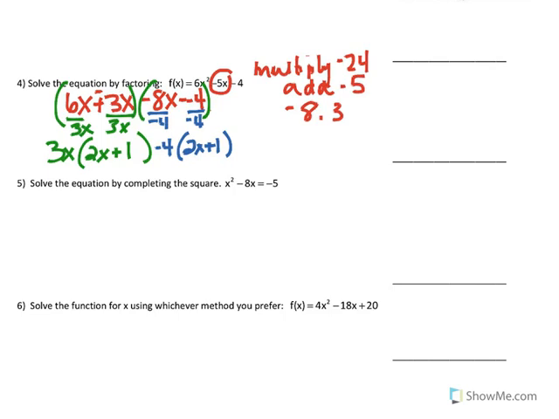So I know that my GCF makes up one of my factors. So my GCF, which was 2x plus 1, is going to make up one of my factors. So 3x minus 4. And my other factor is this 2x plus 1.